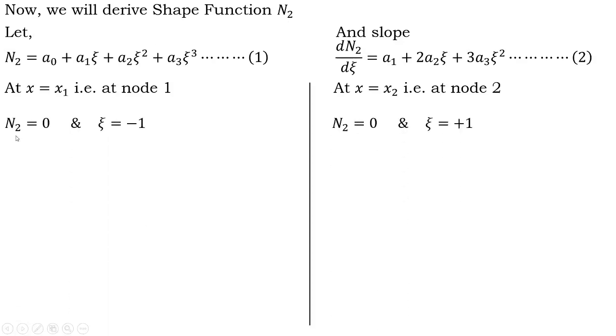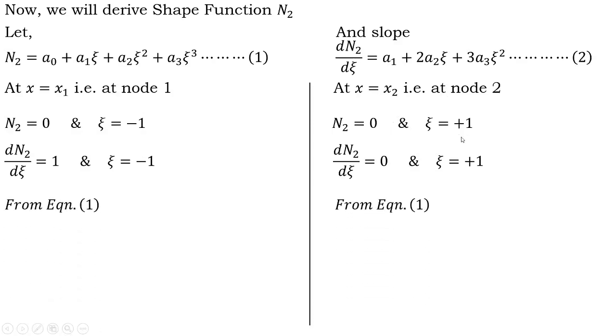Therefore n2 is equal to 0 at node number 1, and n2 is also 0 at node number 2 because this is not related to the slope. The slope is dn2 divided by d zeta. So dn2 divided by d zeta at node number 1 is 1 because now I am deriving the shape function n2 for the slope. Therefore at that location the value will become 1 and at the other node dn2 divided by d zeta will be equal to 0. Let us substitute the value of zeta at node number 1 as minus 1 and at node number 2 it is plus 1.